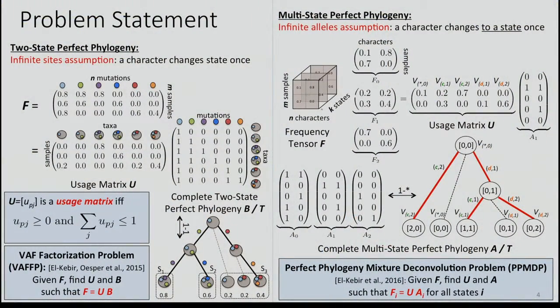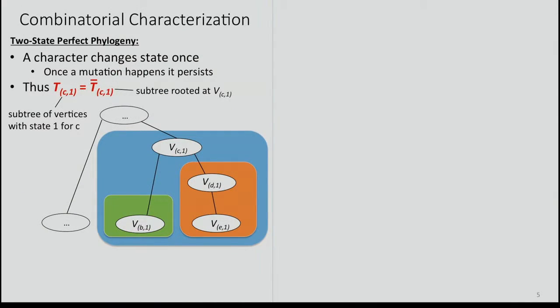So now let me tell you what solutions of this problem look like. Again, I will go back to the two-state case. And in the two-state case, we have the infinite sites assumption. Because of the infinite sites assumption, a character changes state only once, meaning that once you get a mutation, you will keep having that mutation. So there are no back mutations. And now something really cool happens.